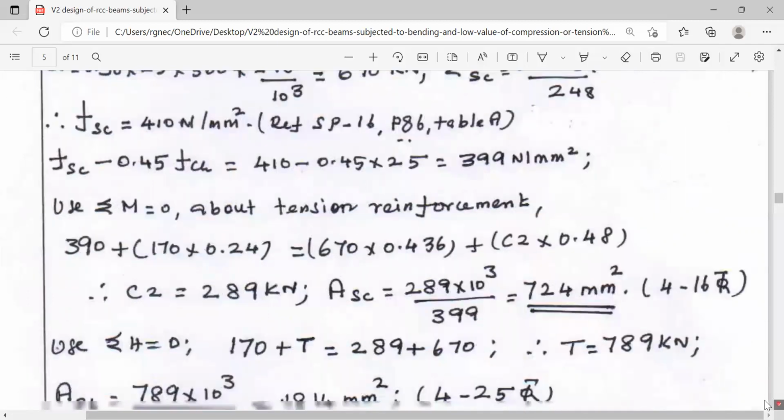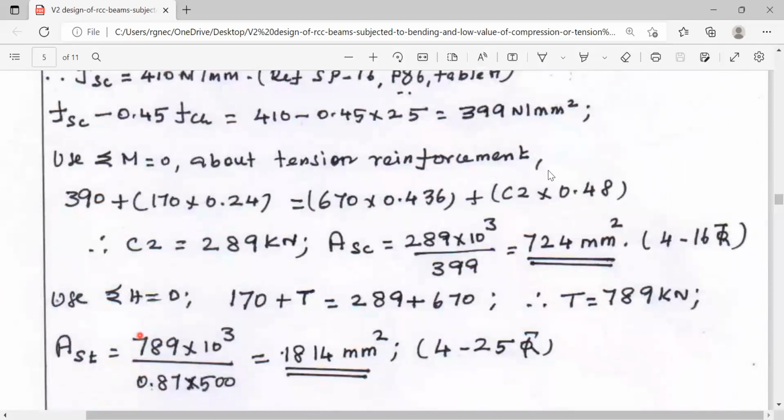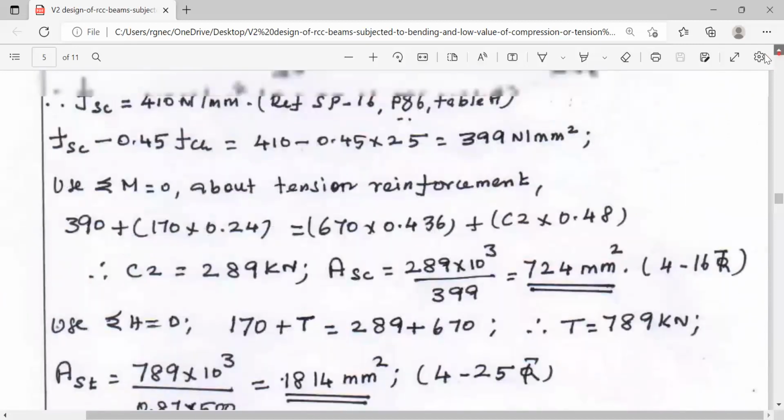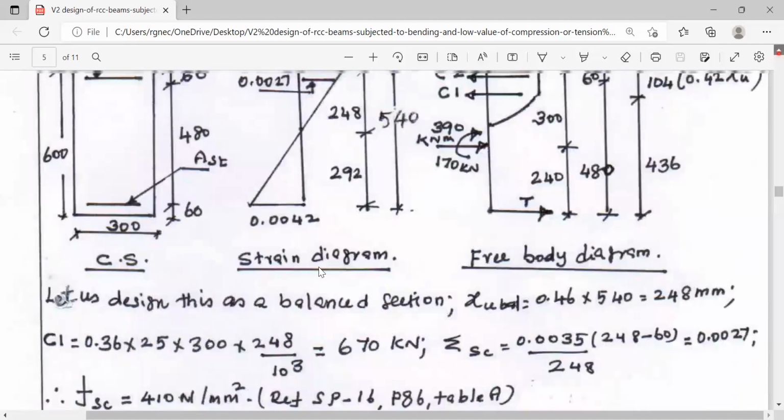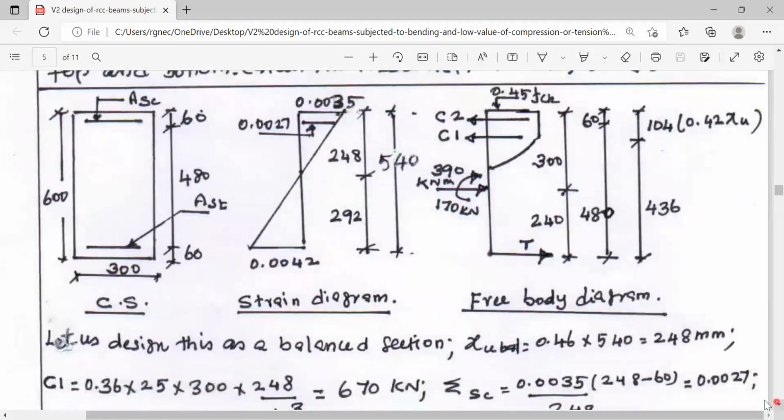Now we will proceed to the other equilibrium equation, sigma H equal to 0. Here, the two forces, external compression and internal tension, are acting towards right. The internal forces, C1 and C2, are acting towards left. The forces acting towards left should be equal to the forces acting towards right, so that sigma H is equal to 0.